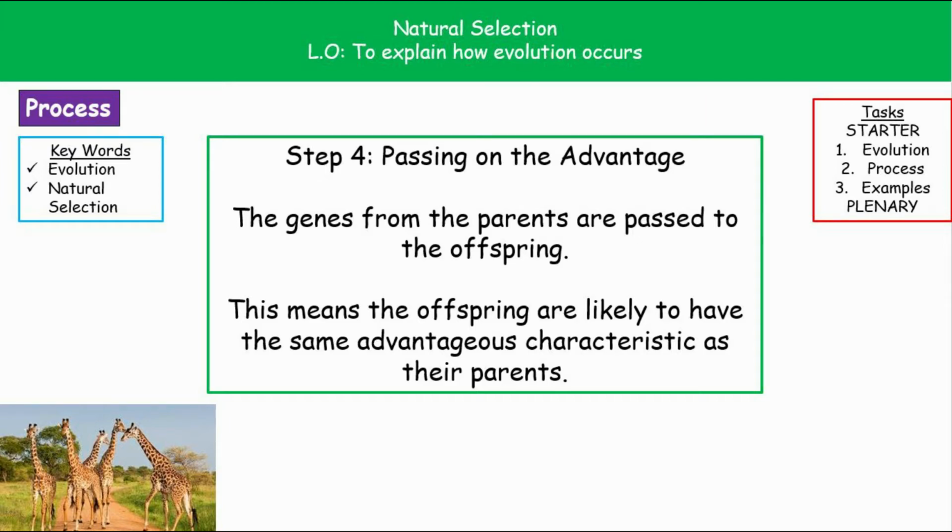Stage 4 is passing on the advantage. And by that we mean that in the process of reproduction, the genes from the parents are being passed to their offspring. So that means that those offspring are likely to have the same advantageous characteristics as their parents. Because remember, it was those that were best adapted that survived. They survived long enough to reproduce, and when they reproduce, they pass on their DNA, which means they're likely to have those same advantageous characteristics.